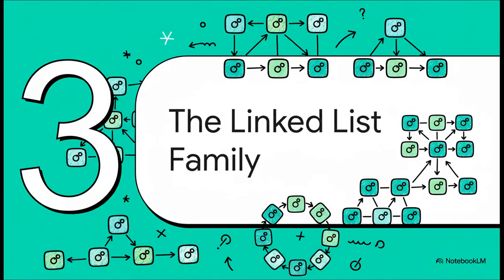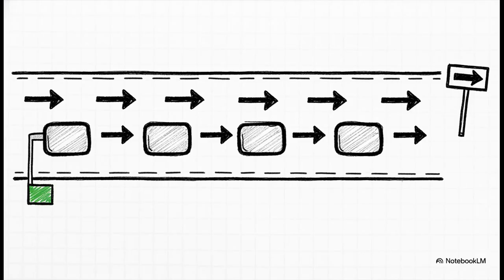Now, this simple idea of nodes and pointers, it's the foundation for a whole family of linked lists, and each one has its own unique superpowers. First up, you've got the singly linked list. Just think of it like a one-way street. Each node has just a single pointer, and it only points you to the next destination. You can only travel forward, never backward. It's the simplest and, because of that, the most memory efficient of the bunch.